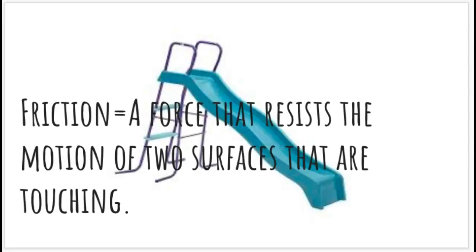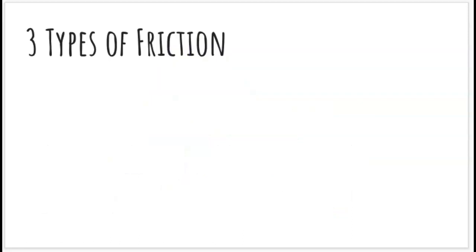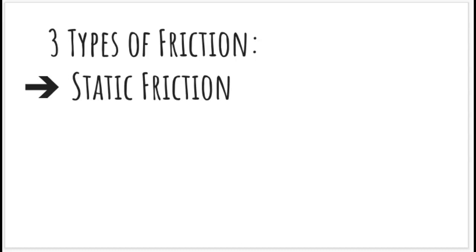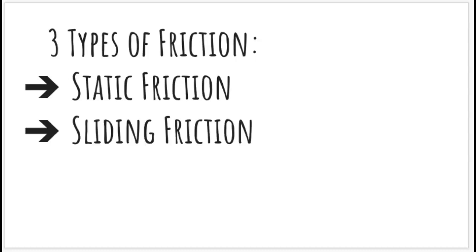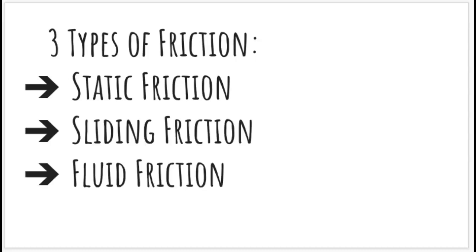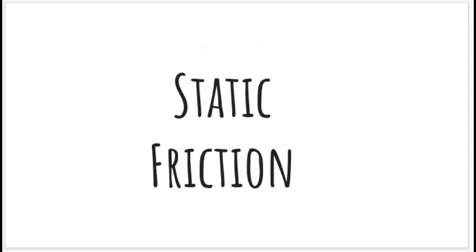Okay? So there are actually three types of friction that we're going to talk about today. The first type is going to be static, the second is sliding, the third is fluid, and we're going to go through each of these really quickly. This is actually pretty easy because you experience each of these on a daily basis. So let's talk about static friction first. So in each of these, I'm going to kind of take you through different scenarios so you can wrap your mind around what is going on with each of these different types of friction.